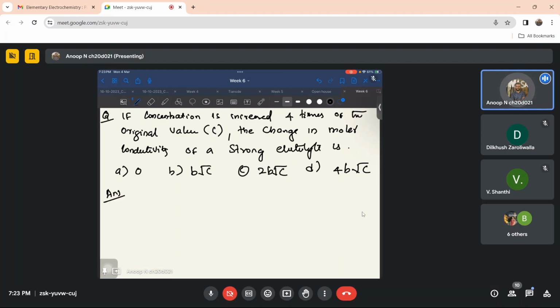I have given B here, so I hope you will understand which equation we need to use. Try to solve it. One person is saying C is the answer. So try to solve. Others are also agreeing with the answer.